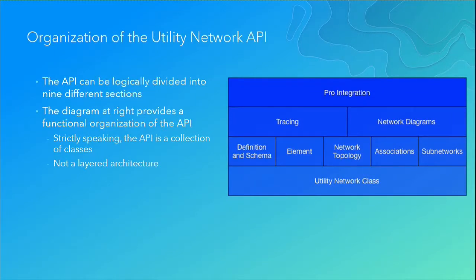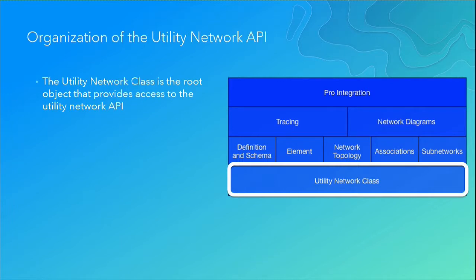So I think it's easier to understand the API if you break it down into some pieces. I've broken it down into these 9 different sections. This is not a layered architecture per se, but it is a collection of classes that build upon each other in some sense. And we're going to start with the utility network class.